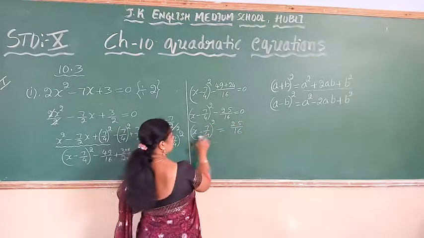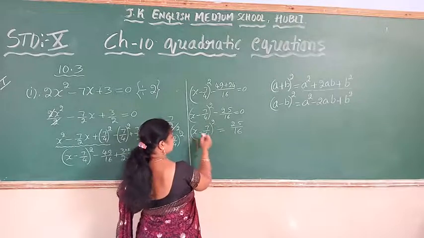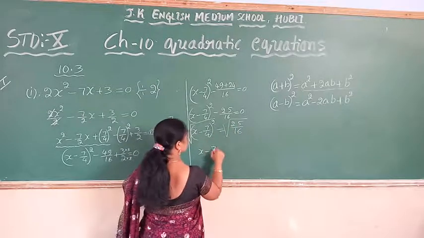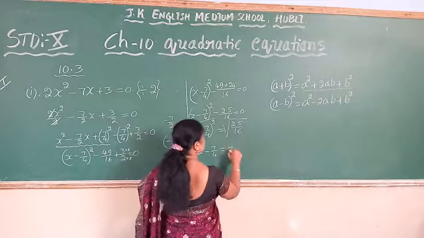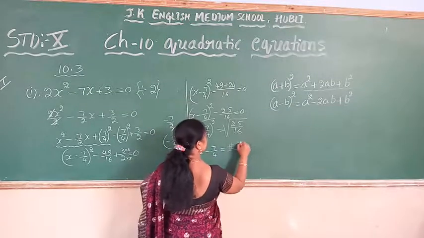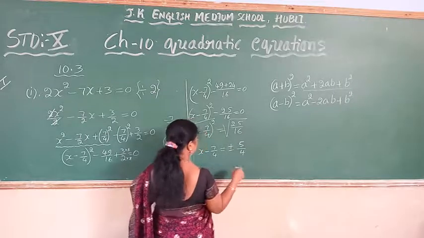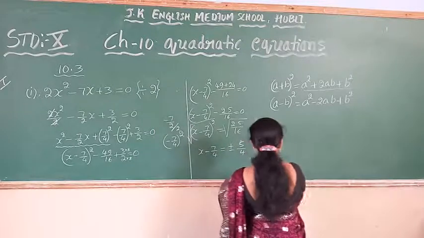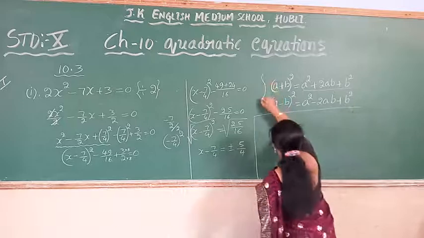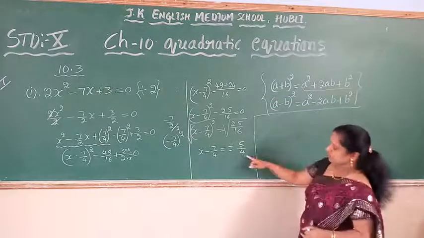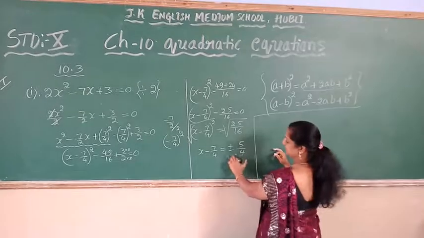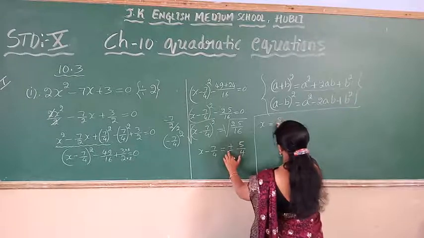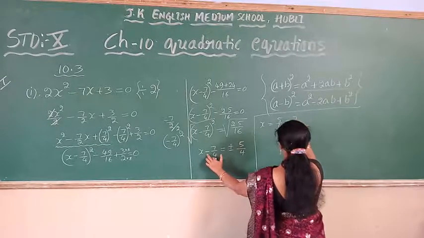Now we apply the square root on both sides. So x minus 7 by 4 is equal to plus or minus the square root of 25, which is 5, over the square root of 16, which is 4. Once you use the plus sign and once you use the minus sign, x is equal to 5 by 4 plus 7 by 4.